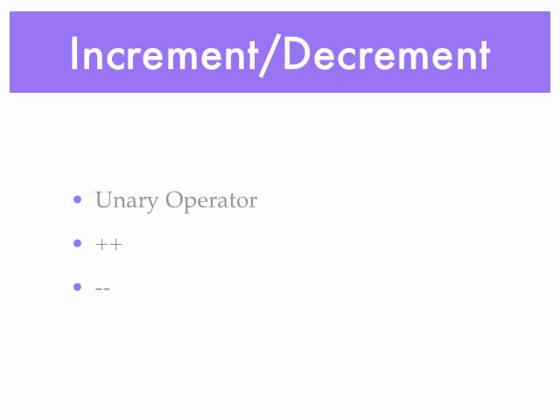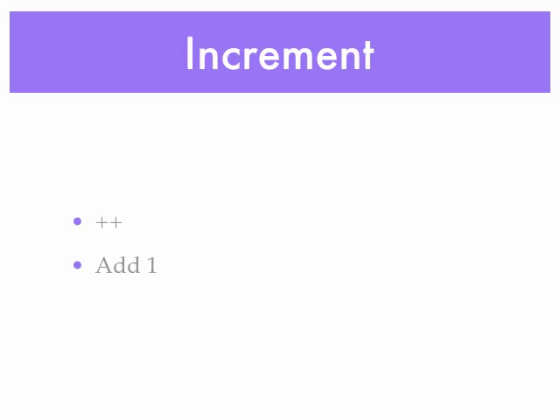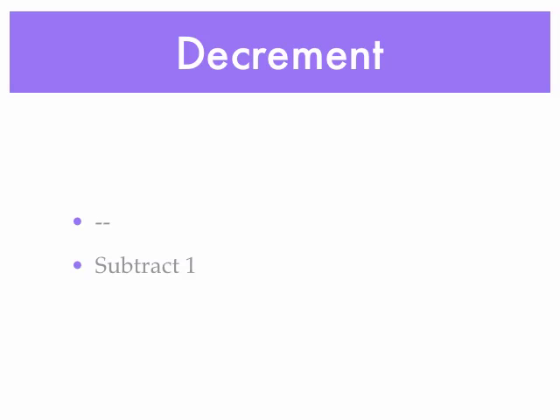To increment and decrement, we use the symbols plus plus and minus minus. Plus plus to increment, minus minus to decrement. To increment, we use the symbol plus plus, which results in 1 being added to our operand. To decrement, we use the symbol minus minus, which results in the subtraction of 1 from our operand.